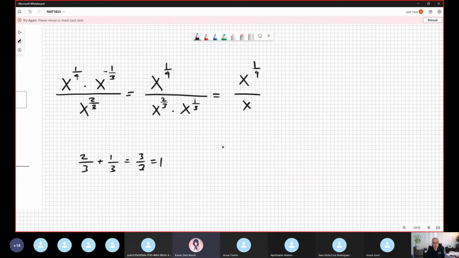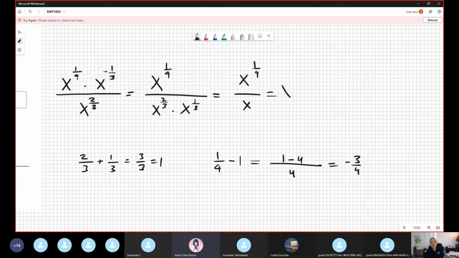I need to subtract: 1/4 minus 1. The 1 becomes 4 over 4, and 1 is invisible here. Now it's obvious that the LCD is 4: 1 minus 4, no? 4 divided by 4 is 1. It's negative 3/4. So you write it like that: x raised to the negative 3/4.